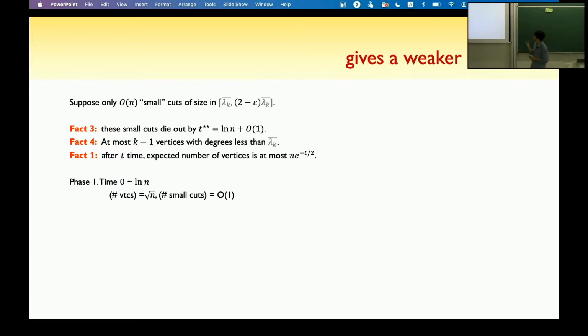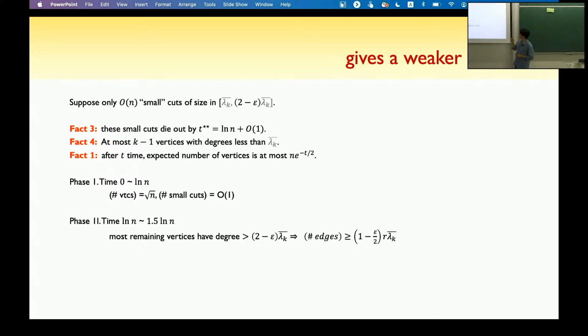So if you look at fact 1, then we know that at time log n, the expected number of vertices will be root n. But by fact 3, the fact we saw from the last slide, the number of small cuts will be constant, or they don't exist anymore. Okay, so that's phase 1. But then in phase 2, I think the magic will happen. Phase 2 is shorter, it's between time log n and 1.5 times log n.